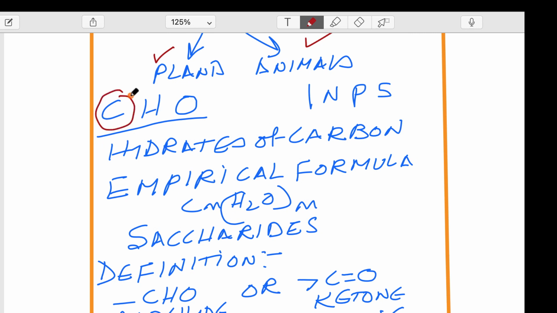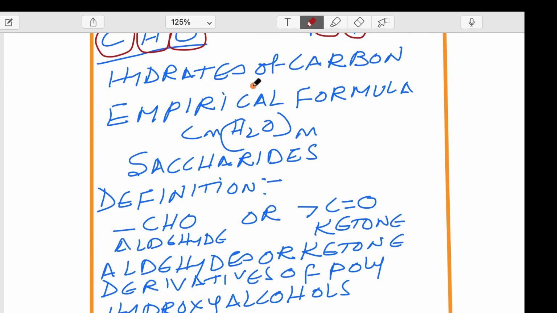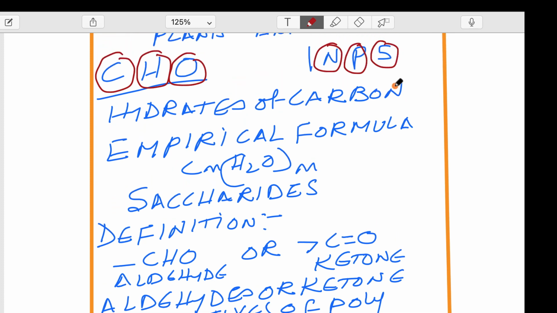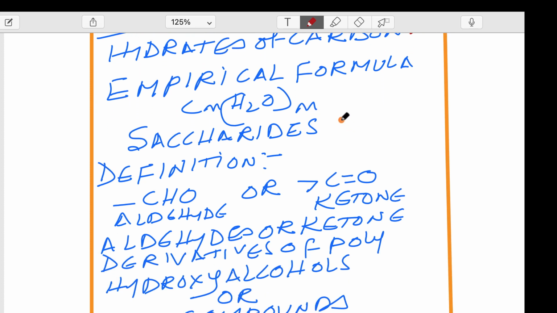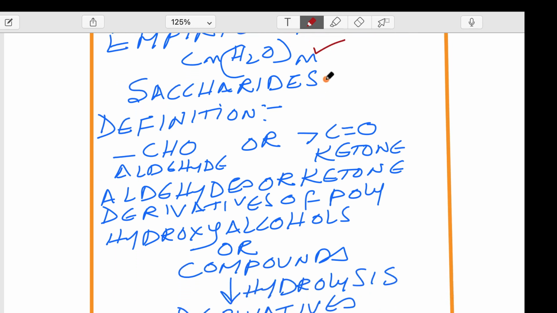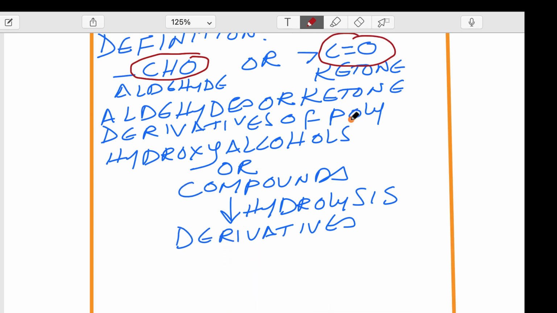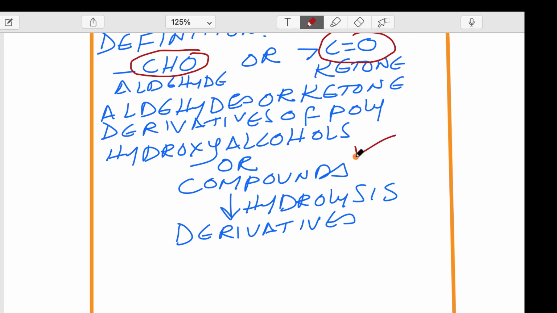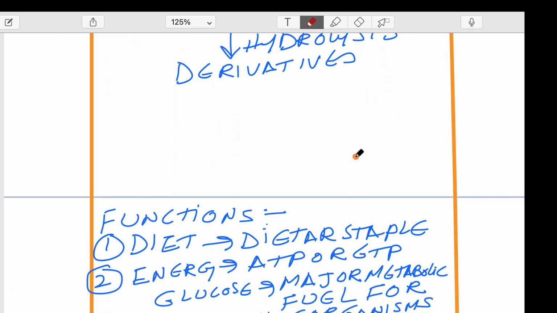Carbohydrates contain carbon, hydrogen, and oxygen. Of course, sometimes nitrogen, phosphate, and sulfate are present. Based on the presence of carbon and water, they are called hydrates of carbon. The empirical formula is CnH2nOn. They are also called saccharides because in Greek, saccharon means sugar, sweet. Now we come to the definition. The basis of the definition is the presence of a functional group, aldehyde or ketone group. So they are aldehyde or ketone derivatives of polyhydroxy alcohols, or compounds which on hydrolysis lead to formation of such derivatives.